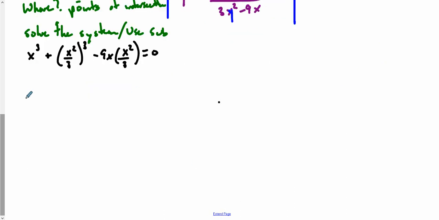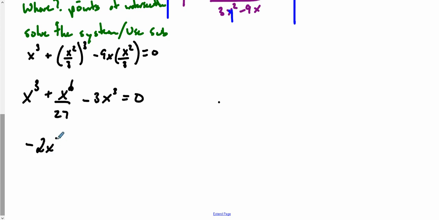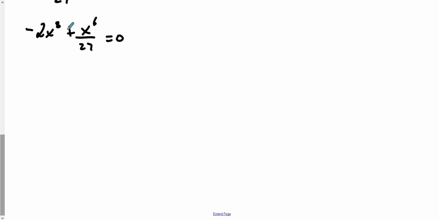So what we have here is x cubed plus, it's going to turn into x to the 6th, with a good old 27 in the bottom there, minus, this 3 will cancel out, minus 3x cubed, and that equals 0. We'll combine those like terms right there. So we have negative 2x cubed plus x to the 6th over 27, and that equals 0.